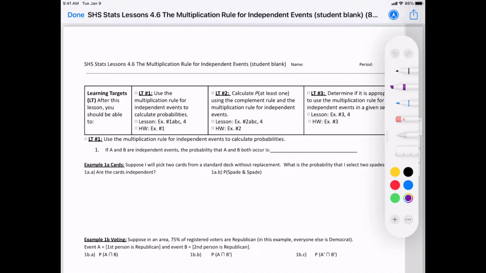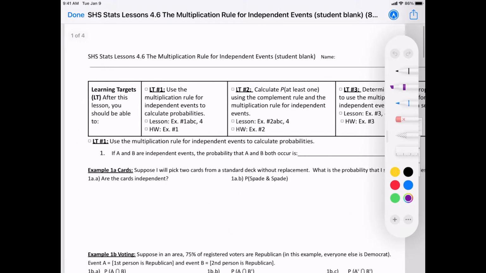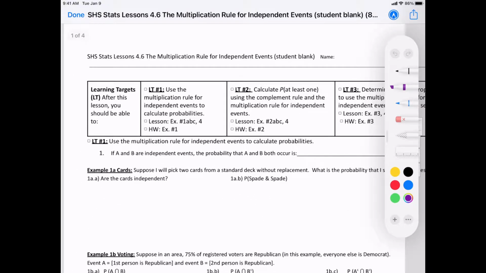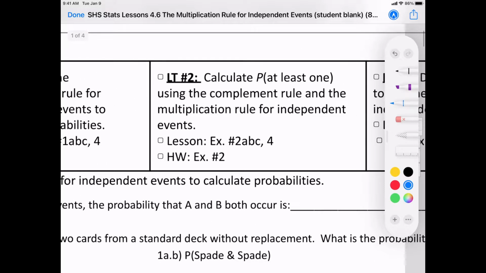Let's go over lesson 4.6, the multiplication rule for independent events. We did the general multiplication rule, but this one's specifically for independent events. What are our learning targets after this lesson? You should be able to: Learning target number 1, use the multiplication rule for independent events to calculate probabilities. I'm going to show you how it's a little bit different.